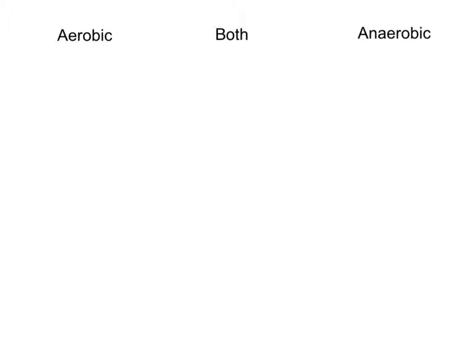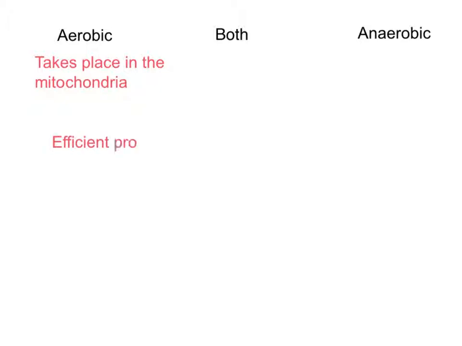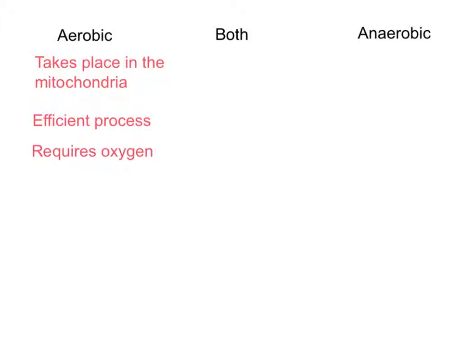So you should have got the idea that aerobic respiration takes place in the mitochondria. You might have said that it was efficient. You might have also said that it requires oxygen. You could have also said that it produces lots of energy.